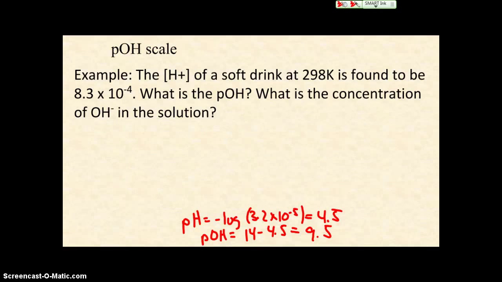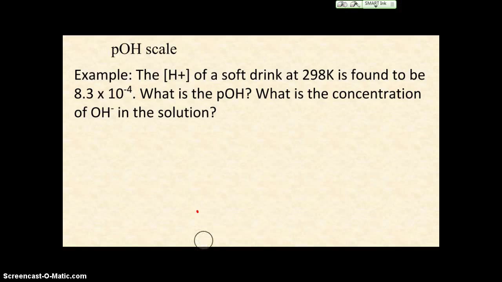A slightly more complicated version of this is if you have the hydrogen ion concentration of a soft drink at 8.3 times 10 to the minus 4th, what is the pOH and what is the concentration of OH in the solution? So I could do this a couple of ways. I could take the negative log of the H plus, 8.3 times 10 to the minus 4th, getting a value of 3.1.